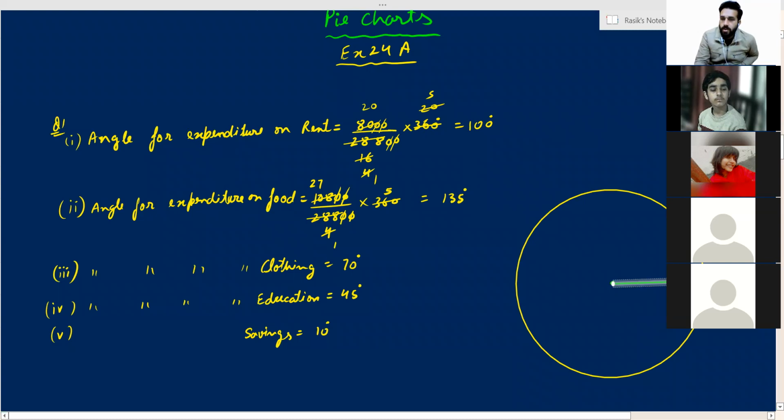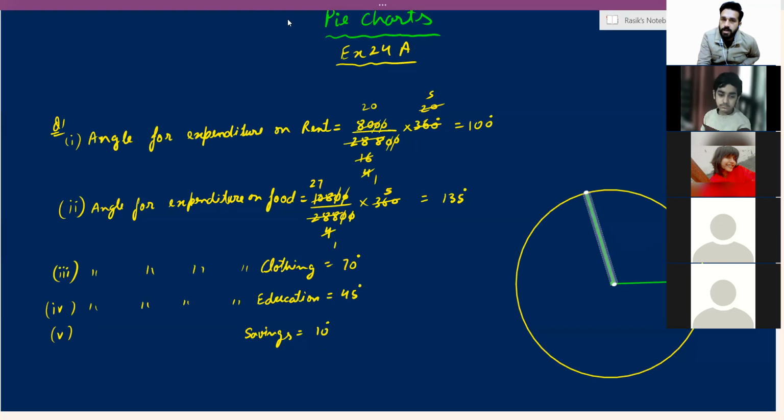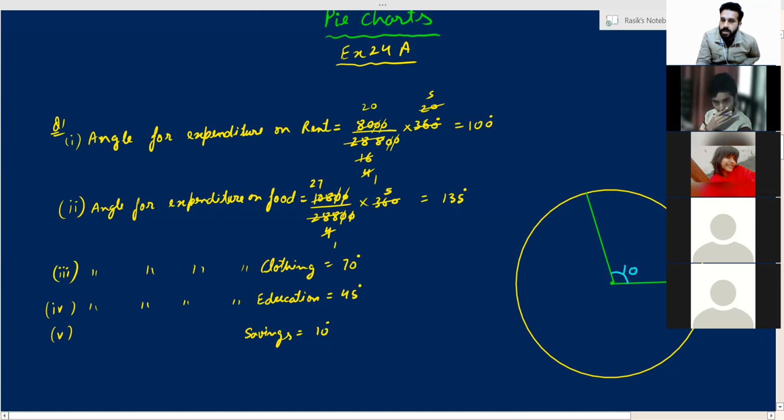After drawing any one radius, what is the first angle? 100 degrees, it is for rent. So from this center, you have to use your protractor to construct an angle of 100 degrees. It will be something like this. Keep your protractor in this position and draw an angle of 100 degrees. So this angle is 100 degrees.